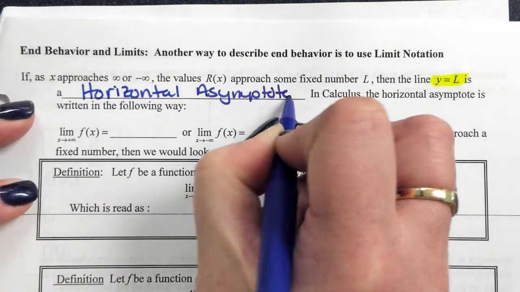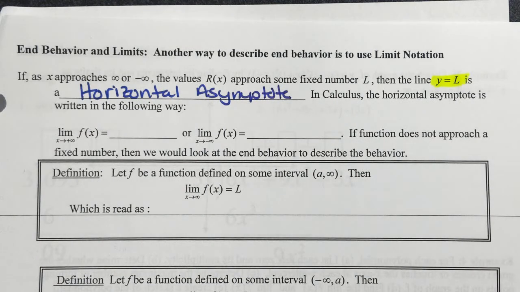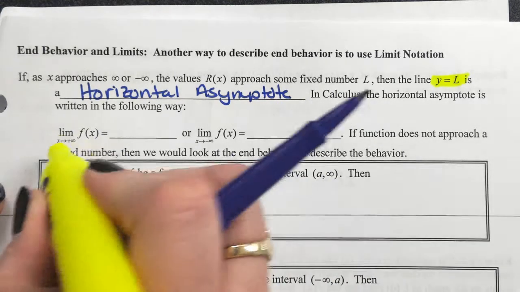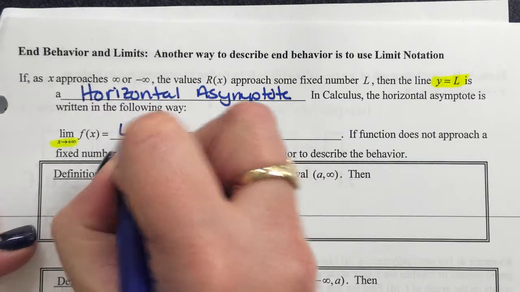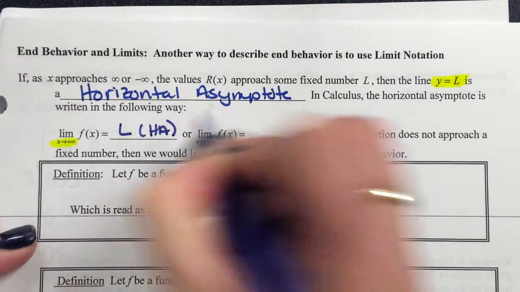And you guys talked about horizontal asymptotes last year. And the definition of a horizontal asymptote is actually a calculus definition. It's the end behavior of the function. So what we do is we describe it as the limit. Again, we're describing the y values. So we would say if there is a horizontal asymptote, the limit as x approaches infinity is L, which is your horizontal asymptote, if it has one.